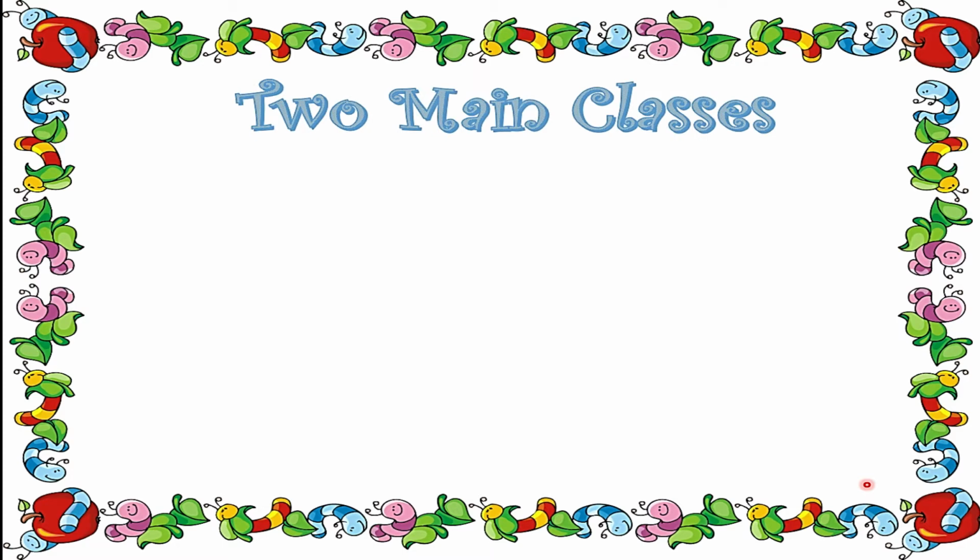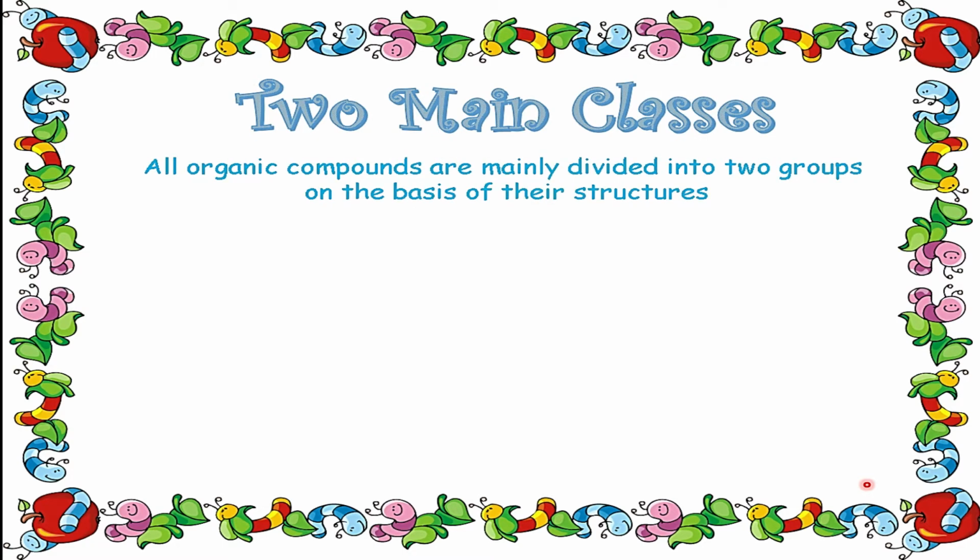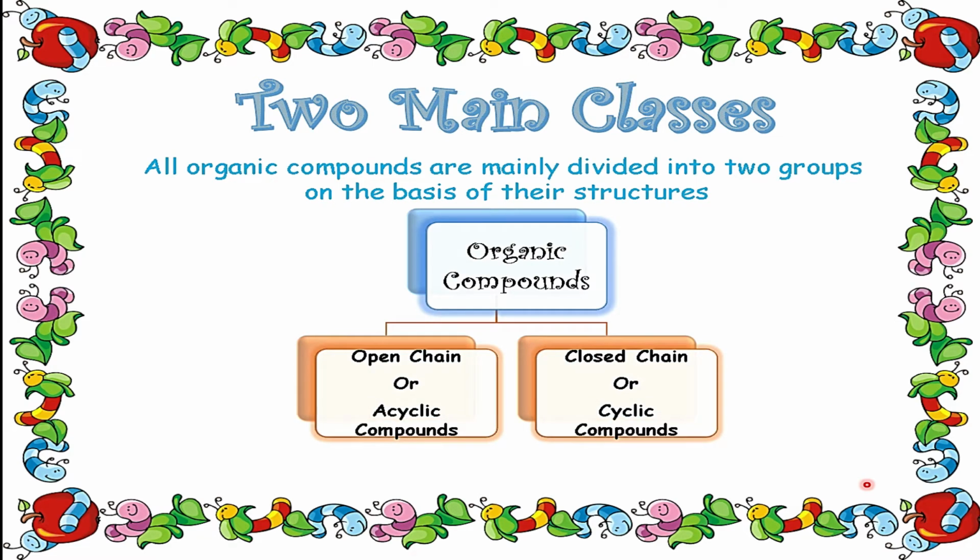There are two main classes of organic compounds. All the organic compounds are mainly divided into two main classes on the basis of their structures or skeleton of carbon chain. So organic compounds are classified into, first one, open chain or acyclic compounds, second one, closed chain or cyclic compounds. Open chain compounds have a structure like this in which corner carbons are not attached together, or you can say this chain is open from these two corners.